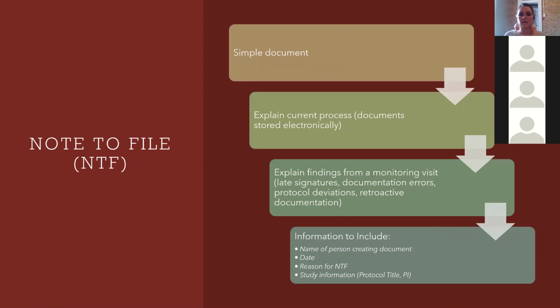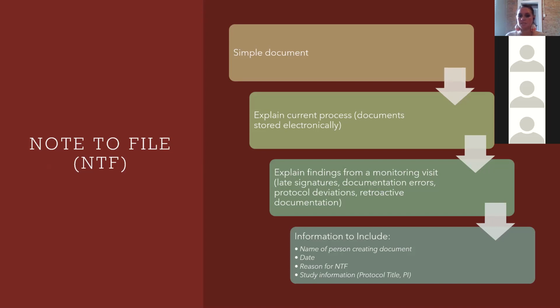So talking about the note to file again, you guys have all done this. These are really simple documents. They're important because they explain current processes. One of the things that I talked about earlier was the documents that are stored electronically, also used to fix errors, things like that. They can explain findings from a monitoring visit, such as late signatures, documentation errors, protocol deviations.